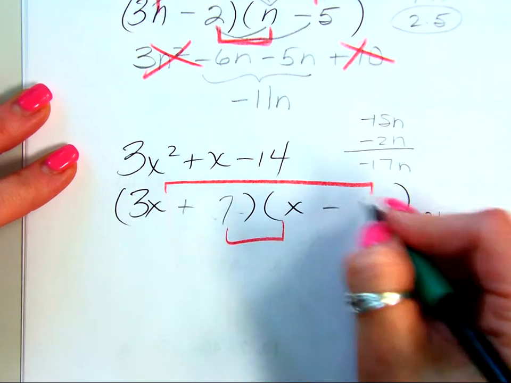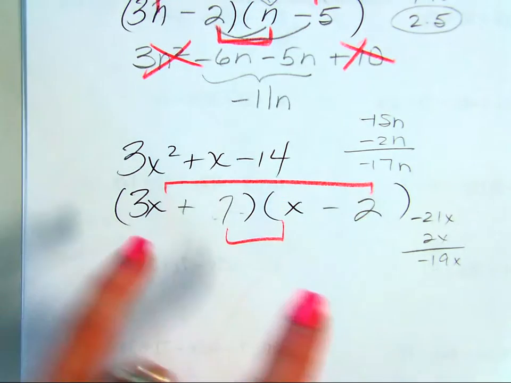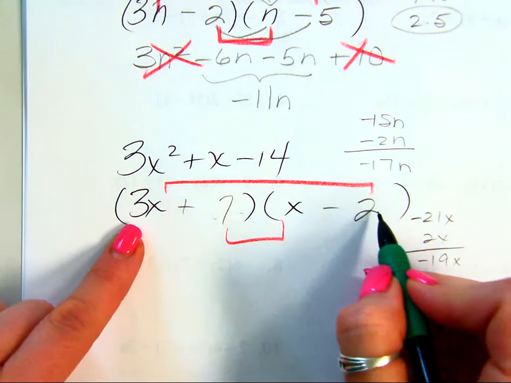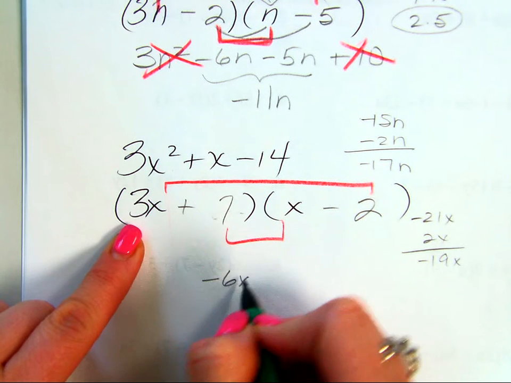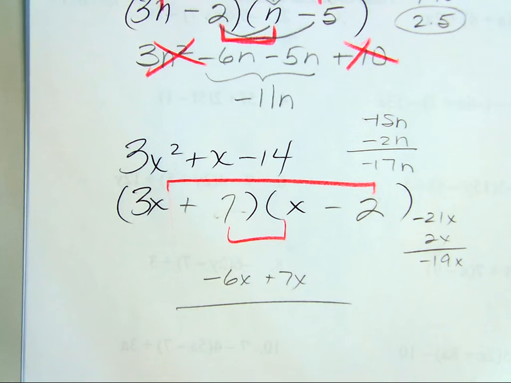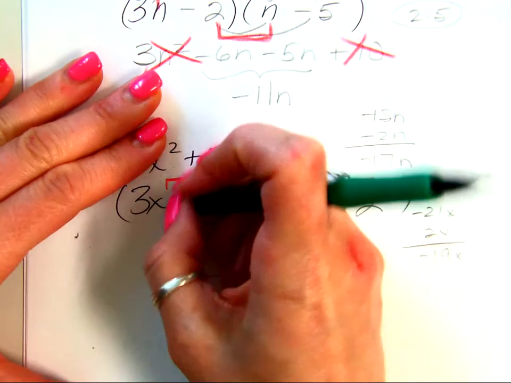Now, just so you know, I'm doing these wrong on purpose to show you how long it could take. You might get it on the first try, right? Okay? So what's this going to give you? Negative 6x, positive 7x, which is what? Done.